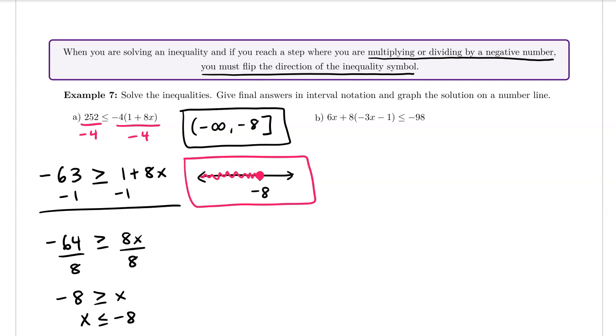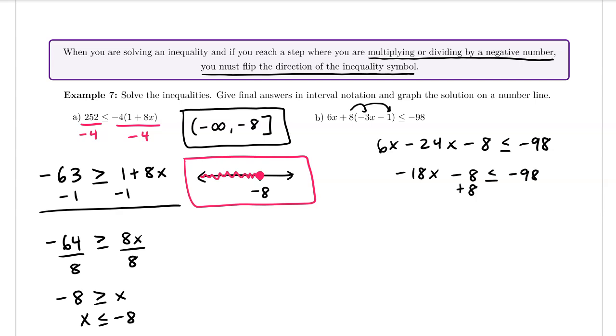For part B, we have 6x plus 8 times the quantity negative 3x minus 1 is less than or equal to negative 98. I'm going to start off by distributing in this 8. That is going to give us 6x plus, actually minus 24x minus 8 is less than or equal to negative 98. And 6x minus 24x, those are like terms, so that's going to give us negative 18x minus 8 is less than or equal to negative 98.